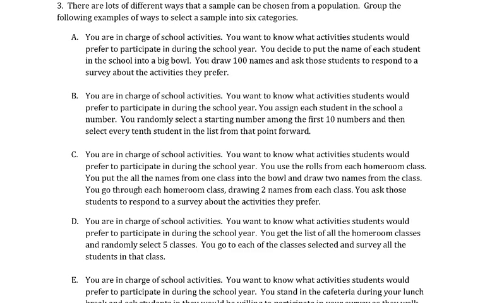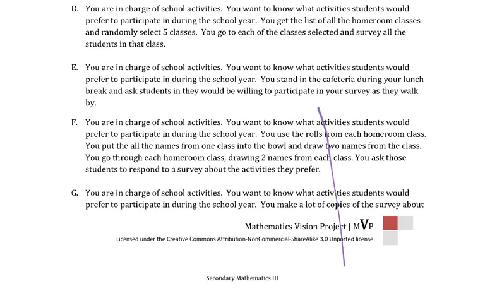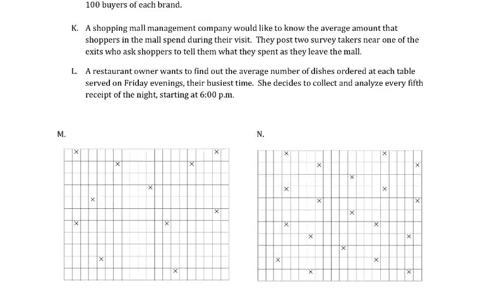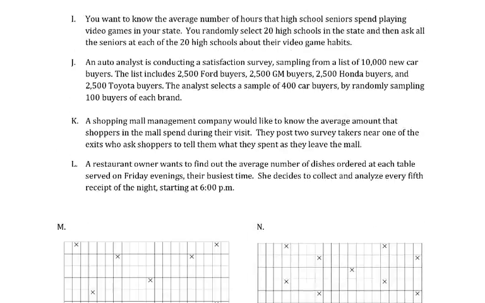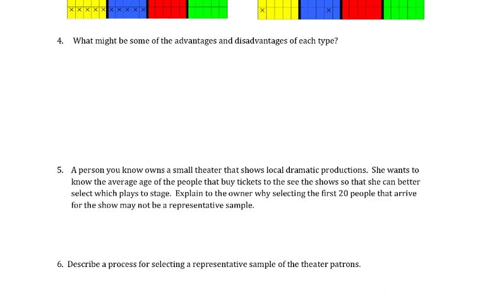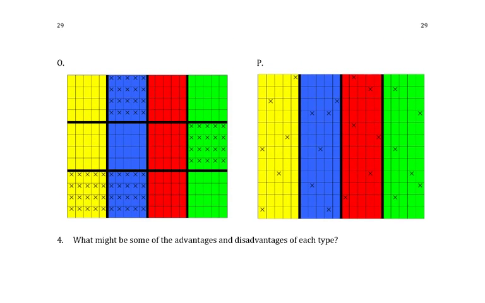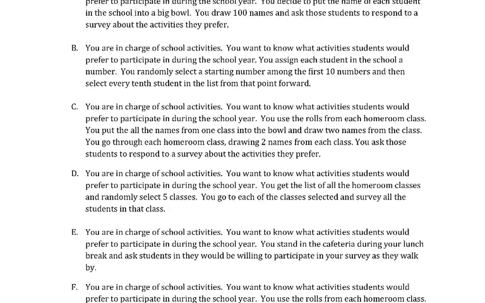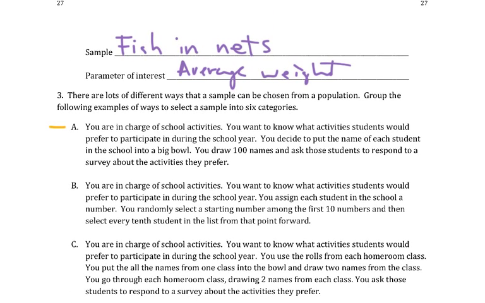Now, question 3 has a bunch of these. That's A through G on that page, over to H through N, clear to P, and back up to A. It says there are a lot of different ways that a sample can be chosen from a population. So what you guys are going to do is pause the video and take probably a good 10 minutes, maybe even 15, because you have to read through all of these, so maybe even 20. Let's go with 20 minutes.